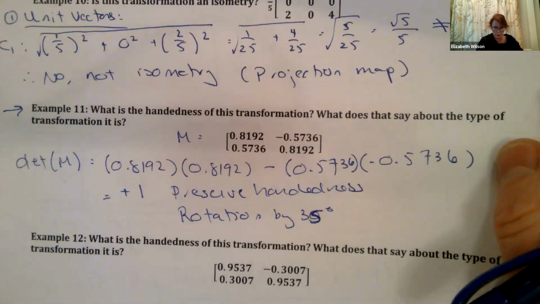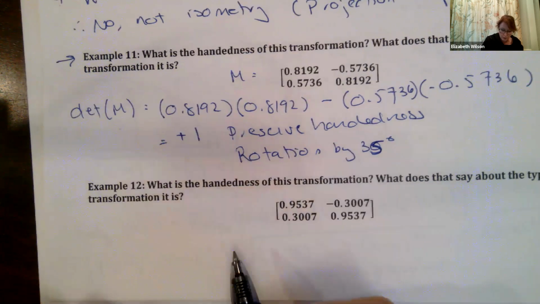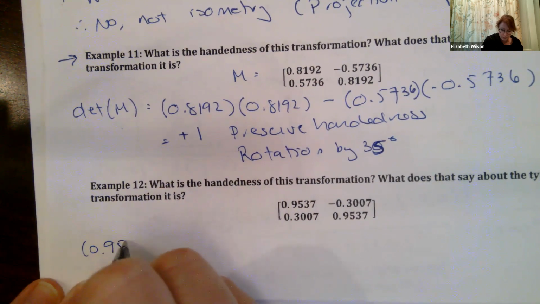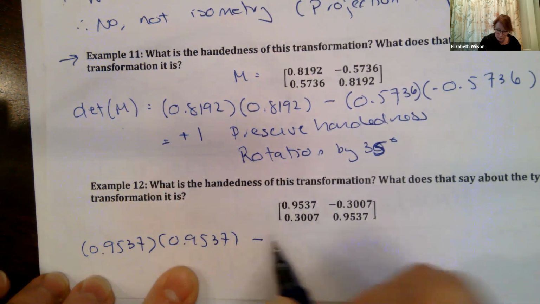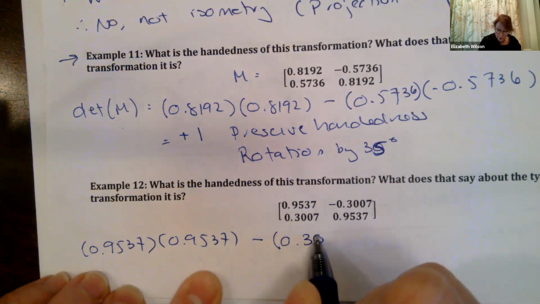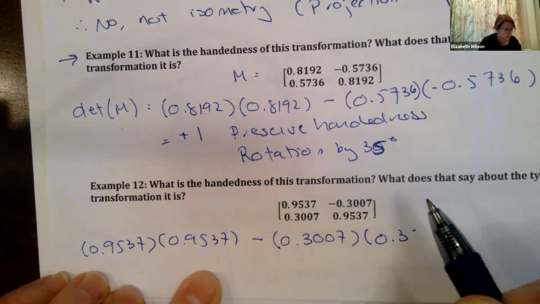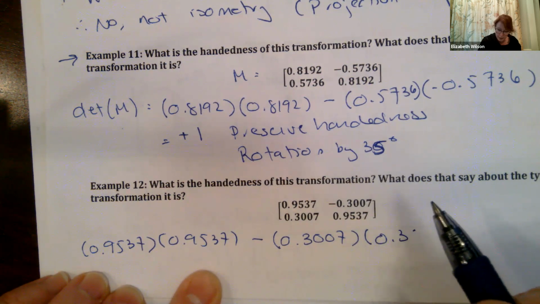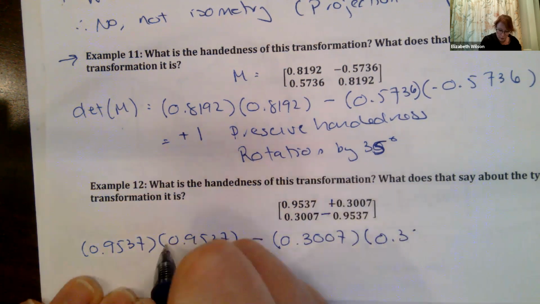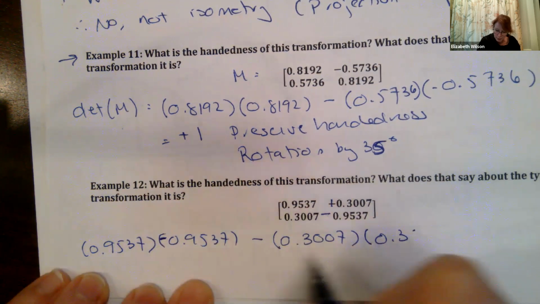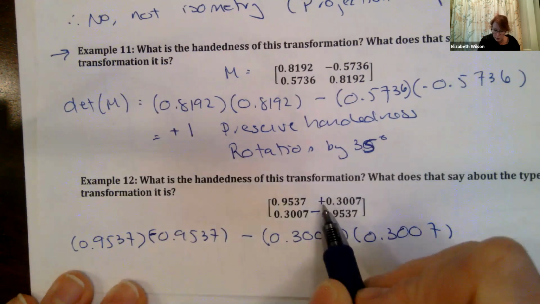Now, example 12. What's the handedness of this transformation and what does it tell us? So I'm going to do 0.9537 times 0.9537 minus 0.3007 times, oops, did I goof this one up? I think I made a mistake. This should be positive and that should be negative. So I made a typo. This is positive and this one's negative.